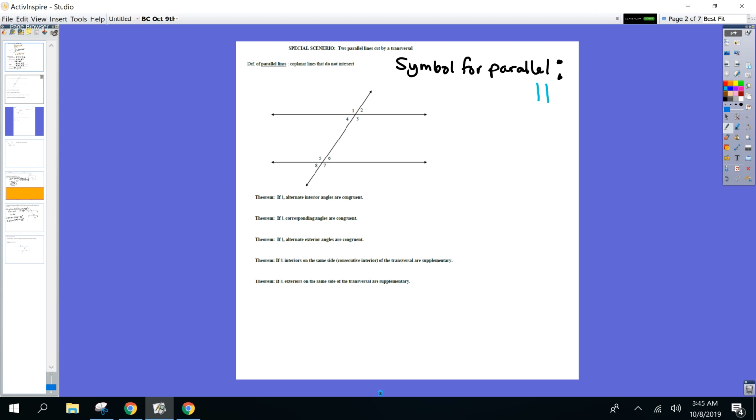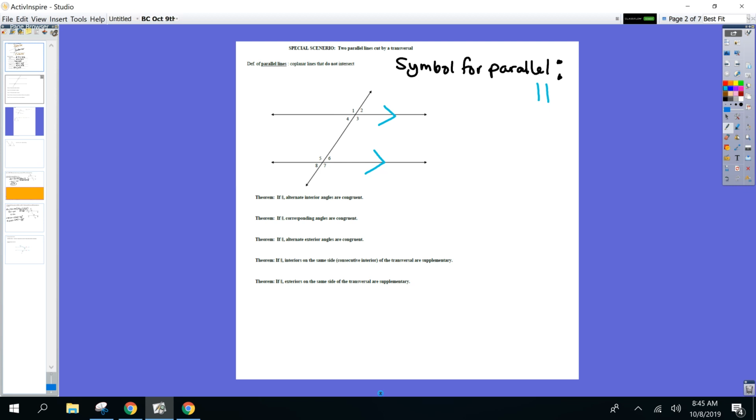Now, probably something new. Anybody know what markings I can put on a diagram that says the lines are parallel? Like we have hash marks for congruent, arc marks for congruent angles. Anybody ever see what you can put on lines that says they're parallel? Oh, something new, huh? Arrows. I don't know if you've ever seen these, but you will now. That says the lines are parallel. Okay, that tells me the lines are parallel.